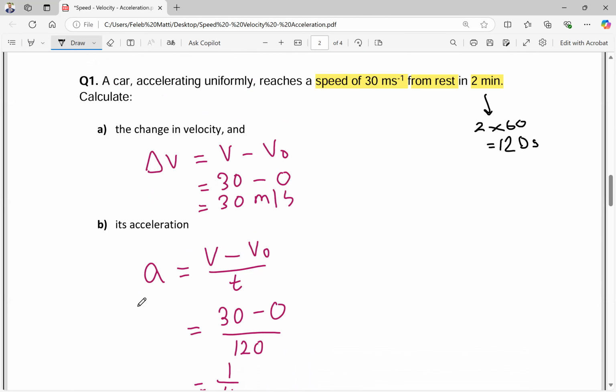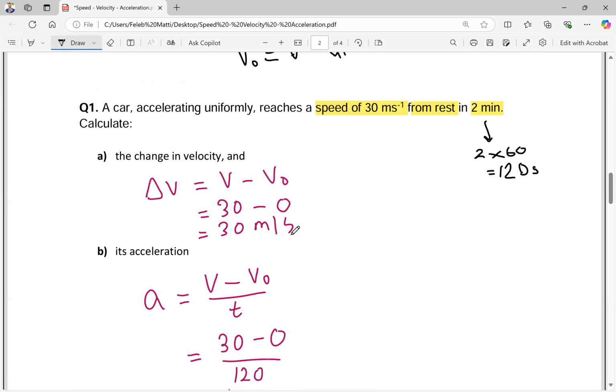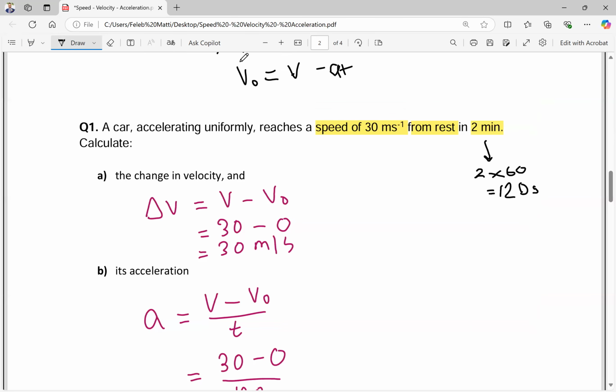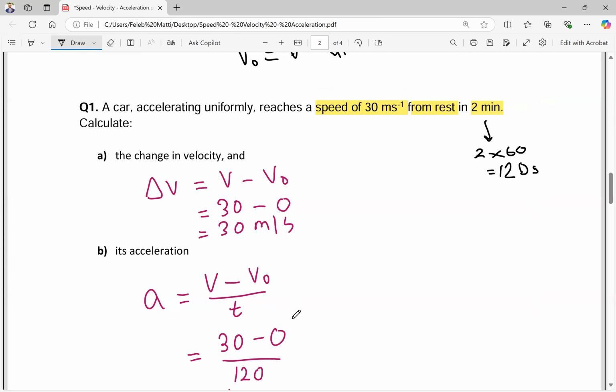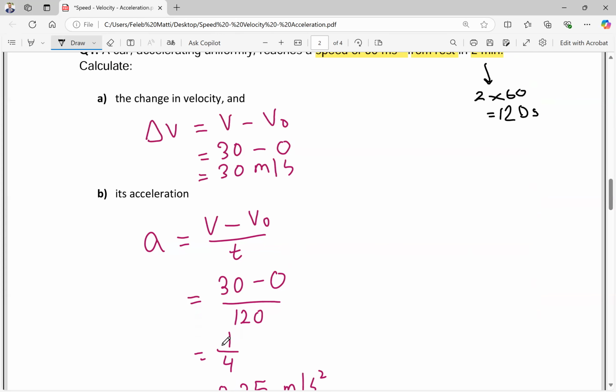And don't forget, acceleration is a vector quantity. It has direction. But in this case, we don't know in which direction the car is traveling. If the car is traveling to the right, then the car will accelerate to the right. If the car is traveling to the left, then the acceleration will be to the left. So this value is in the same direction as motion.